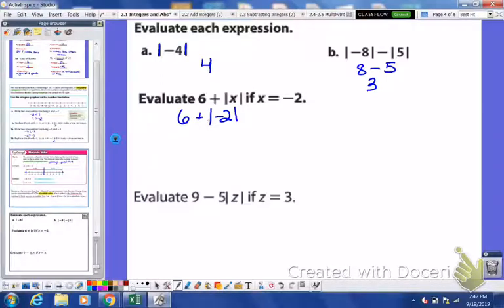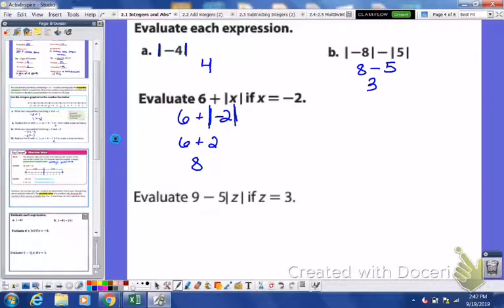Make sure your absolute value lines are long enough, by the way. Make sure it doesn't look like 121. So 6 plus absolute value of -2. -2 is 2 units away from 0, so plus 2. So you get a final answer of 8.